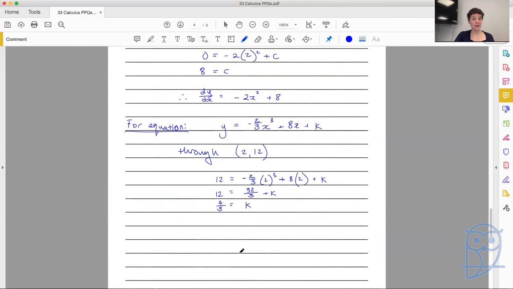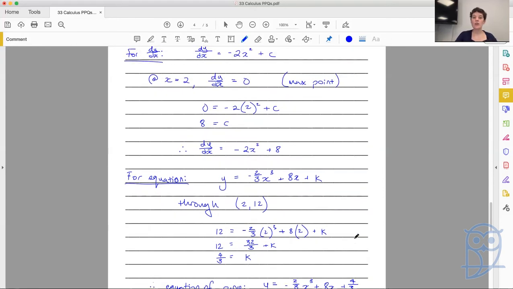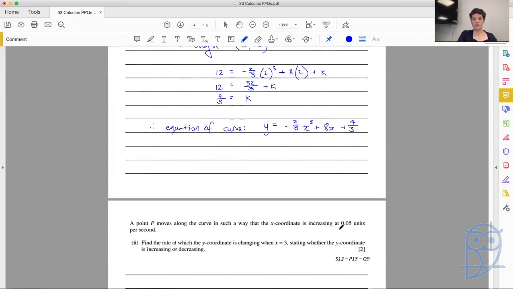Now we've got the constant for our equation. So therefore, equation of curve: y equals minus 2/3 x cubed plus 8x plus 4 over 3. Coordinate geometry, we leave all our fractions top heavy as they are. And we have our final answer for that equation of curve. Working through two sets of integration with two different constants. On to the last one.